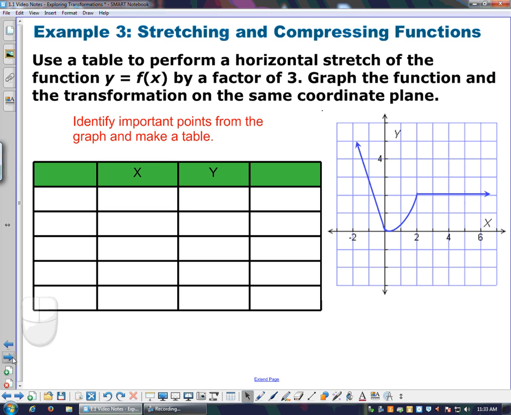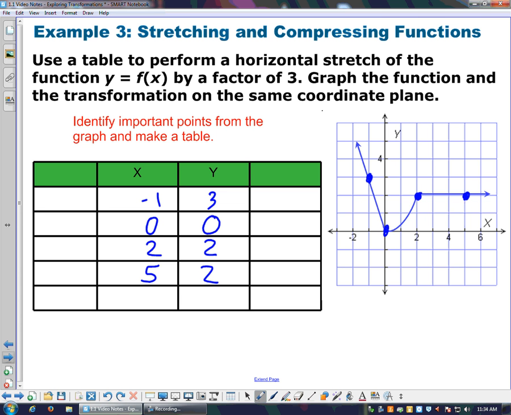Okay, so let's take a look at example 3. We're practicing stretching and compressing functions. Use a table to perform a horizontal stretch of the function y equals f of x by a factor of 3. So we want to do a horizontal stretch by a factor of 3 with this graph that we see here. We're going to graph the function and the transformation on the same coordinate plane. So let's identify some ordered pairs from our original graph. So I see we have (-1, 3), and (0, 0), and it looks like (2, 2), and let's say (5, 2), and I guess that's good.